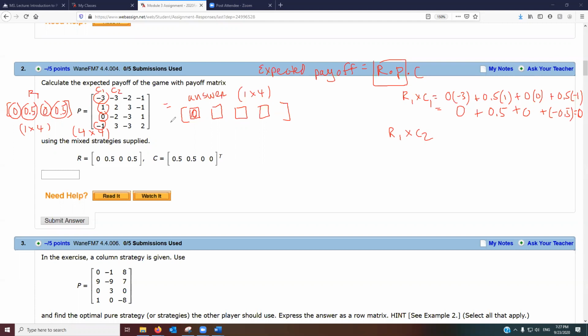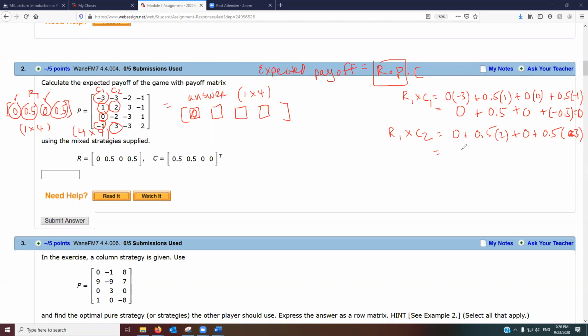All right, well, I can save a little bit of time because this entry is always going to be 0. So when I do this, it's going to be 0 plus 0.5 times 2 plus 0 plus 0.5 times 3. I'm just multiplying the corresponding entries because this is the way you multiply matrices.